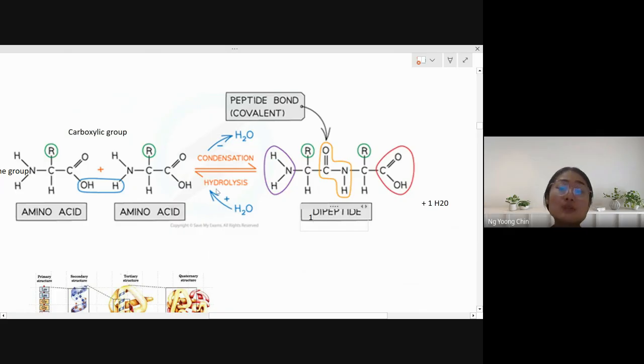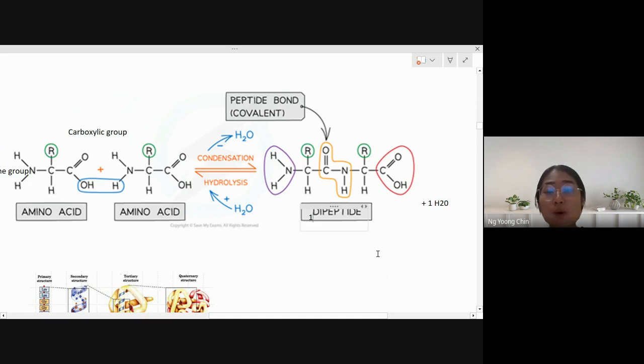So we call it a hydrolysis. You just use water to help split the dipeptide into two separate amino acids. The bond that links the two amino acids is called a peptide bond. See, this is a peptide bond, which is the CONH, drawn in yellow. We call it the peptide bond.